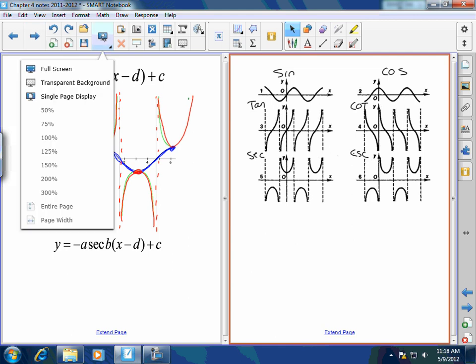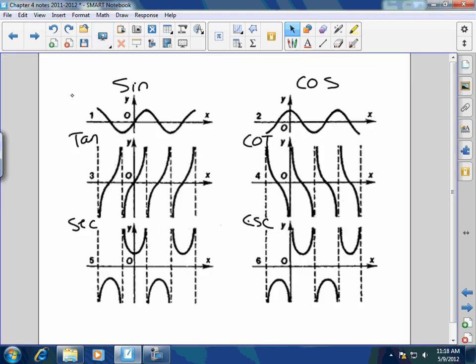Before we do examples, though, let me show you right quick. I just did this to give you a bird's eye view of everything. I have my positive sine in black. I'm going to do negative sine in red. Positive cosine in black, negative cosine in red.